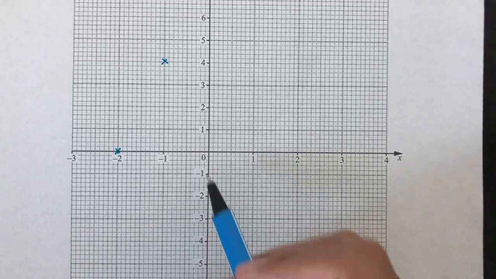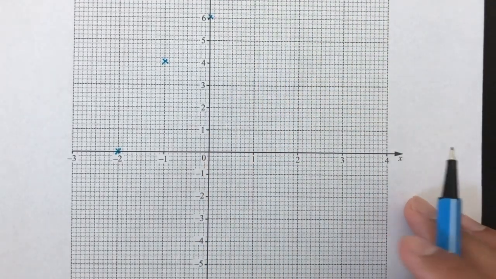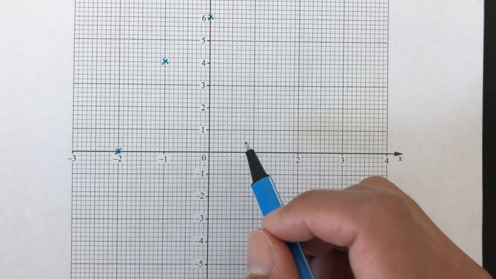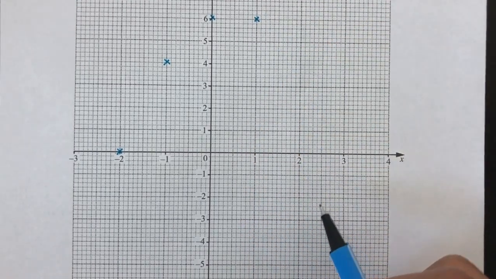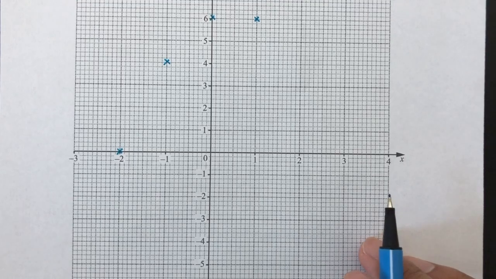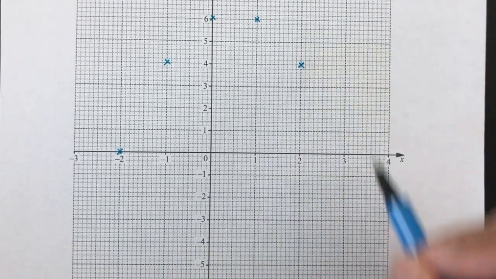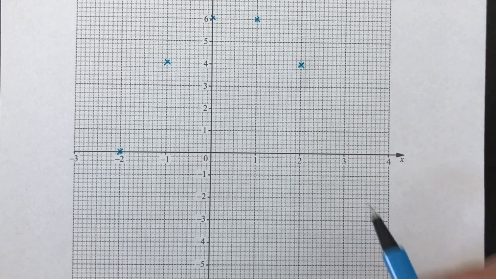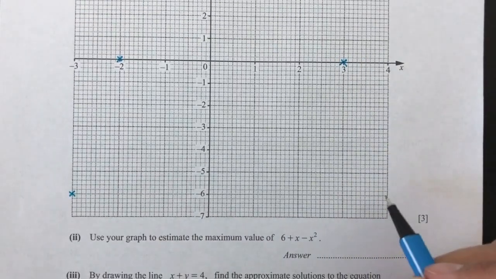Then we have (0, 6). Then we have (1, 6). And then we have (2, 4). So (2, 4) will be here. And we have (3, 0). And then we have (4, -6).